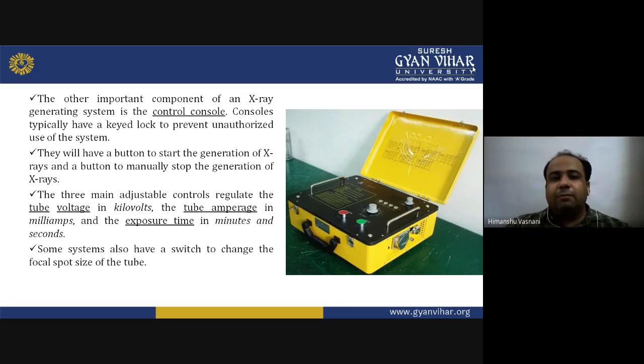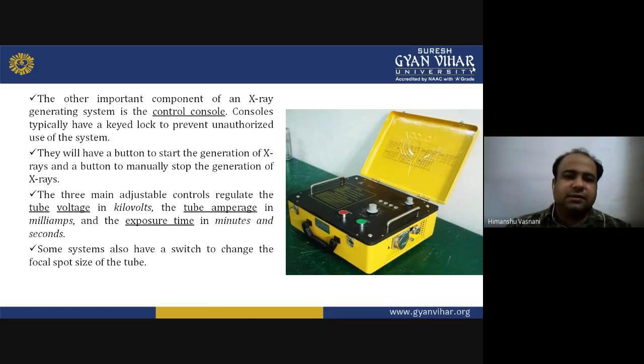They will have a button to start the generation of X-rays and a button to manually stop the generation of X-rays. The three main adjustable controls you can see in the diagram regulate the tube voltage in kilovolts, the tube amperage in milliamperes, and the exposure time in minutes and seconds.